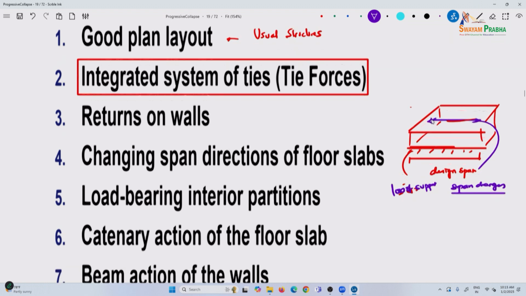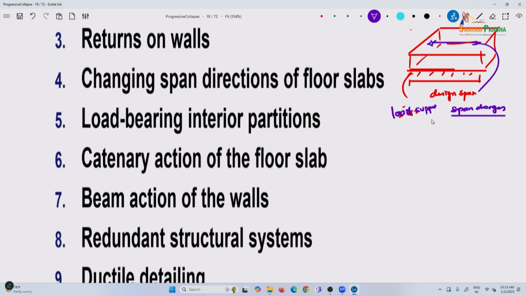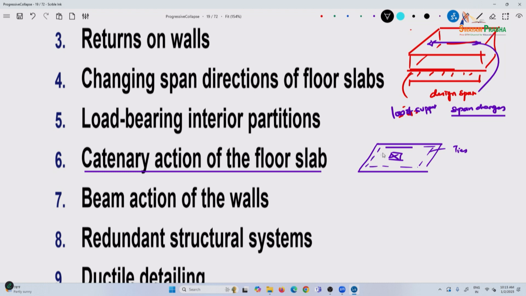Then load bearing interior partitions, catenary action of floor slabs. We could do this in terms of some tie forces. You can't really calculate the catenary forces coming in a slab. Even in your structural analysis, that is a challenge to do, but by tying the slab up together in a nice way, having ties here, and then if you have an opening, providing ties around the openings, all these are ties. They all enhance, even providing internal ties. We'll talk a little bit about that.